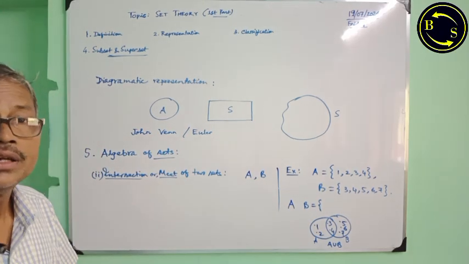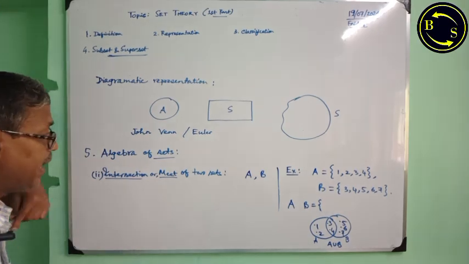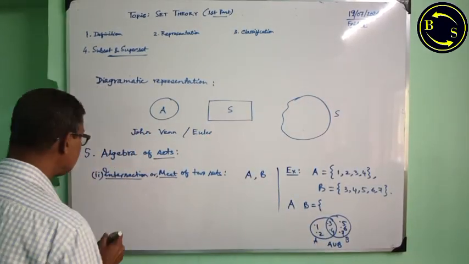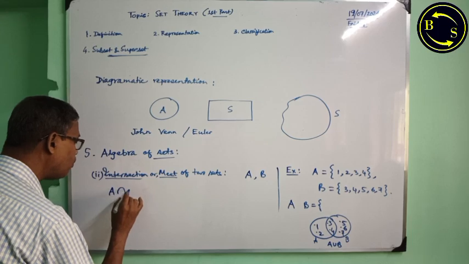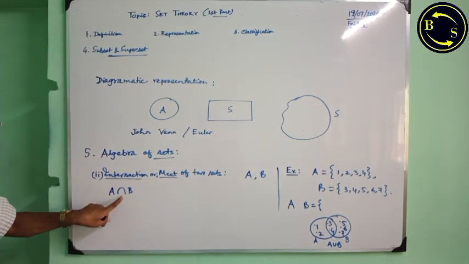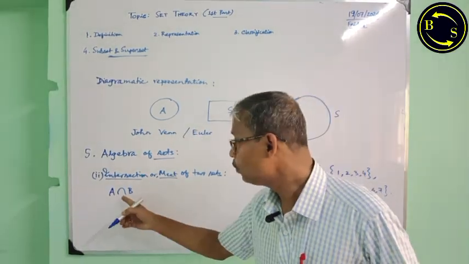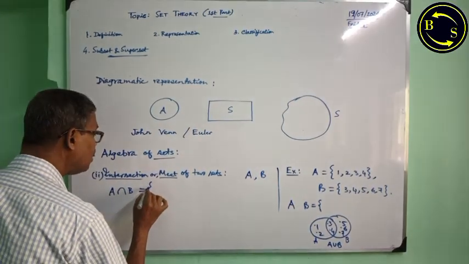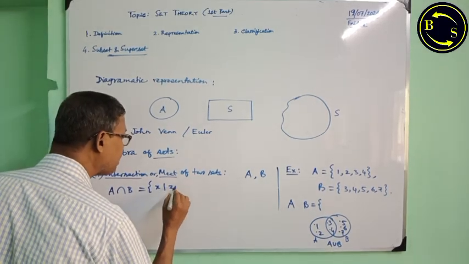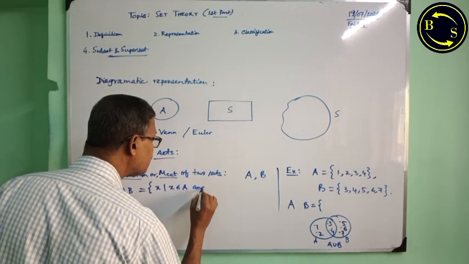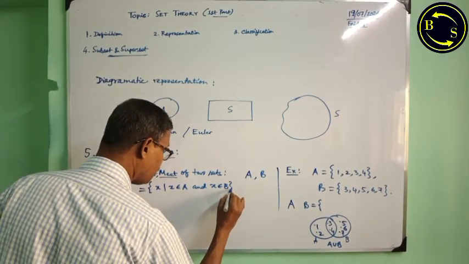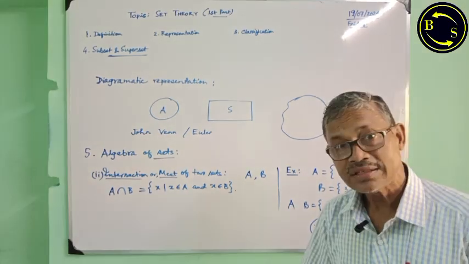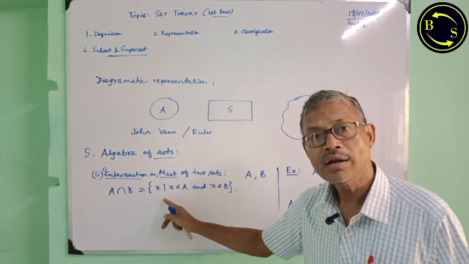Next, intersection or meet of two sets. A and B are two sets, then their intersection is denoted by the symbol, this is actually an inverted U, A intersection B, and that is a set of members X such that X belongs to A and X belongs to B. Therefore, intersection of two sets or meet of two sets is a set having members which are common to both A and B sets.